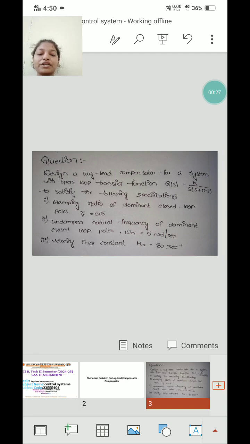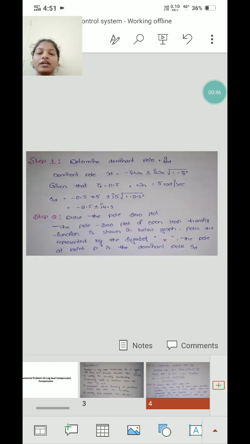First one is damping ratio of dominant closed loop poles, zeta = 0.5. Second one is undamped natural frequency of dominant closed loop poles, omega n = 5 radians per second. Third one is velocity error constant, Kv = 80 second inverse. Next we can go through the solution with step by step process.